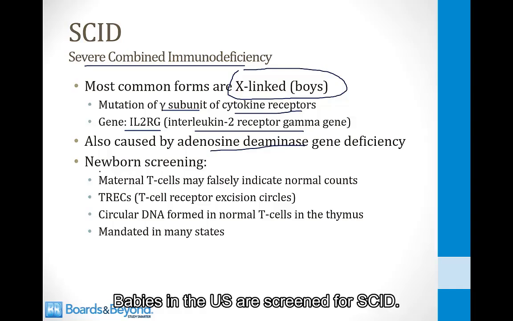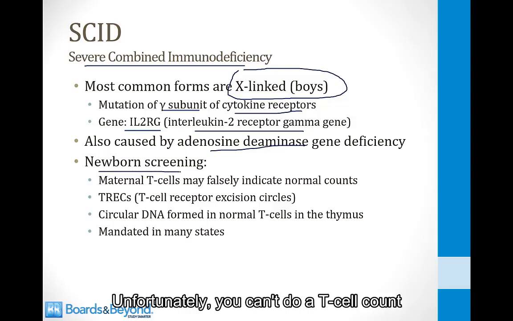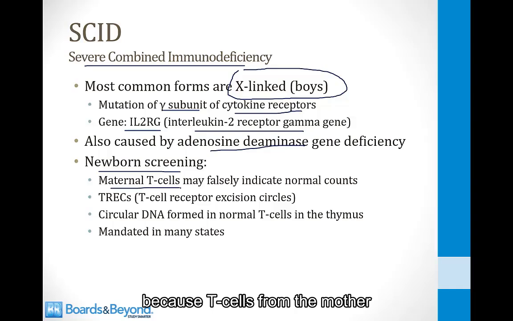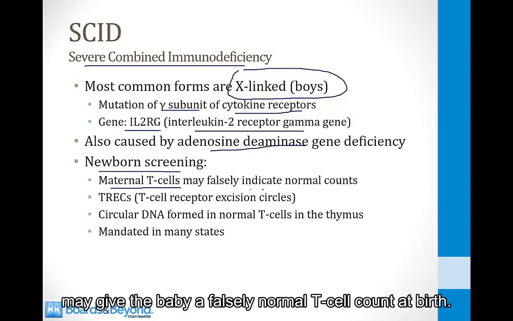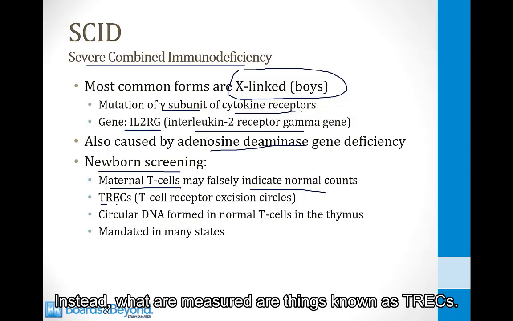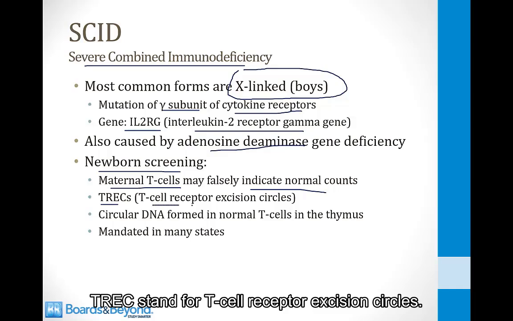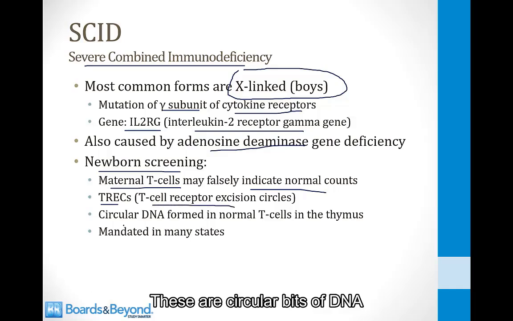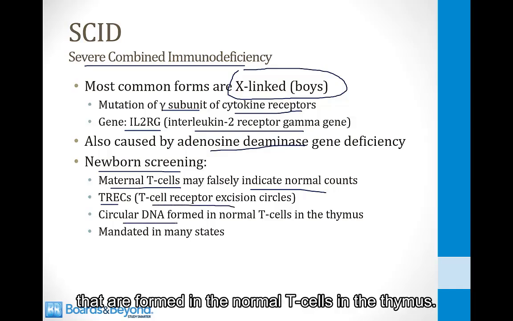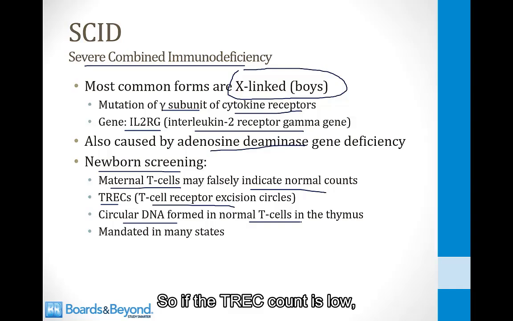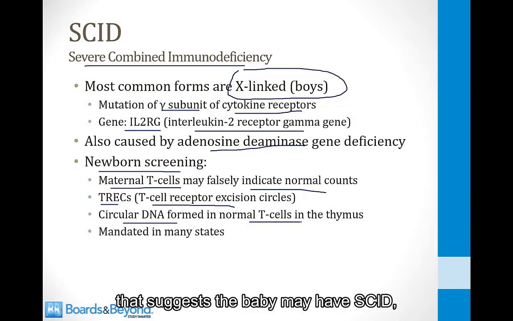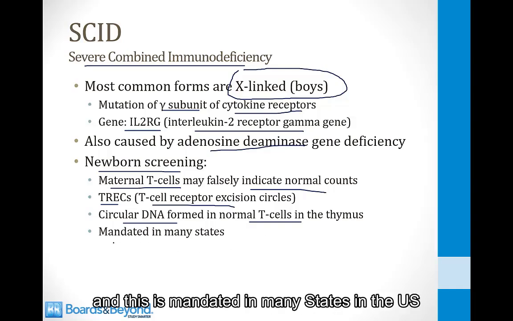Babies in the U.S. are screened for SCID. Unfortunately, you can't do a T-cell count because T-cells from the mother may give the baby a falsely normal T-cell count at birth. Instead, what are measured are things known as TRECs. TRECs stand for T-cell receptor excision circles. These are circular bits of DNA that are formed in the normal T-cells in the thymus. So if the TREC count is low, that suggests the baby may have SCID. And this is mandated in many states in the U.S.